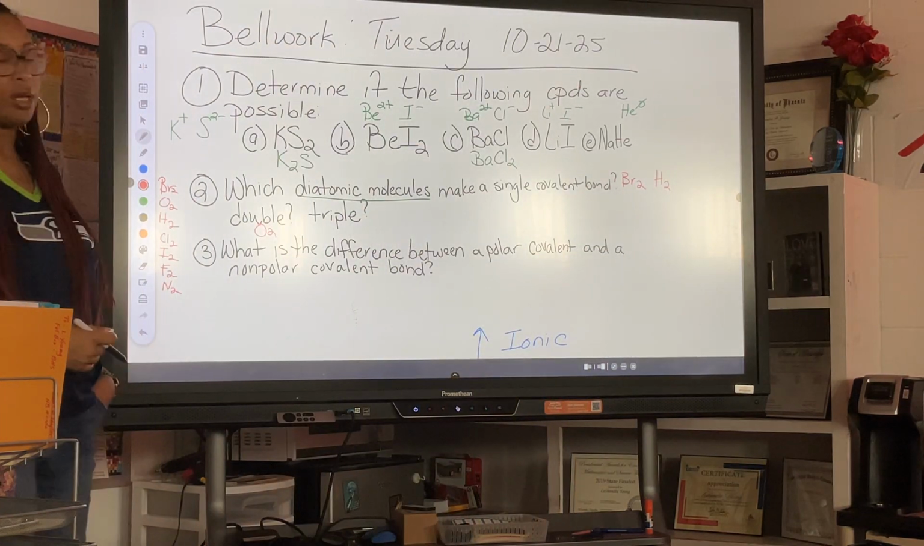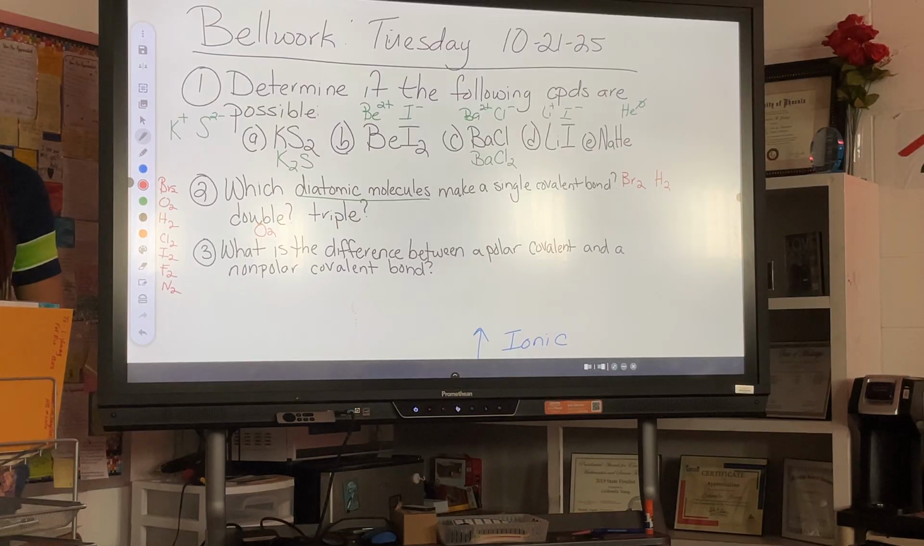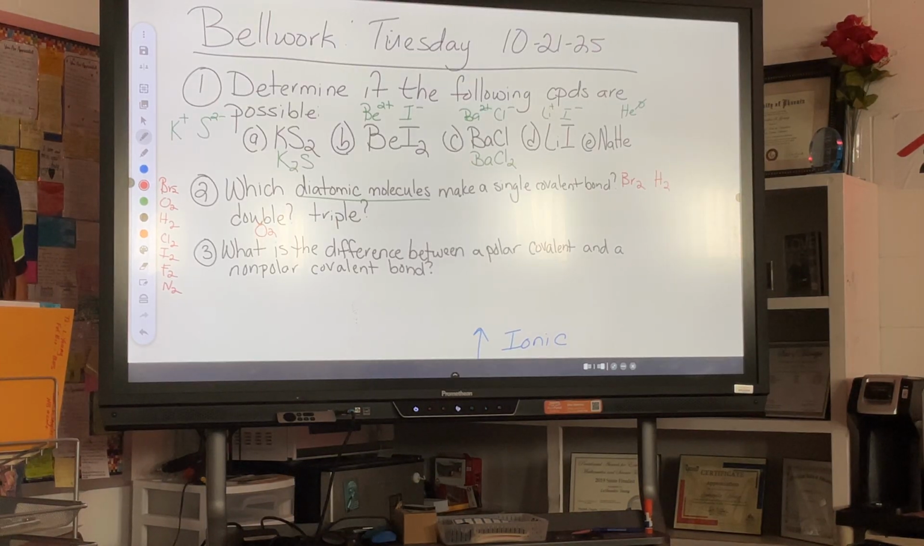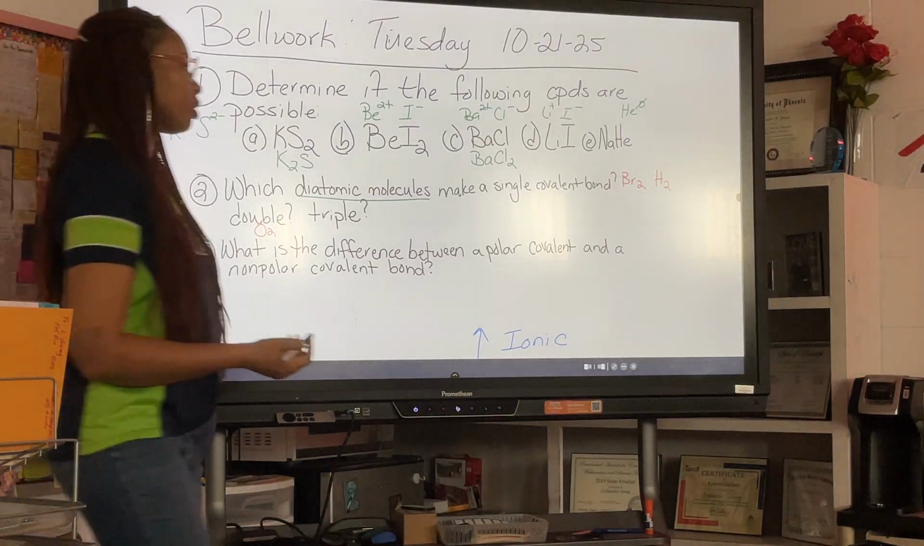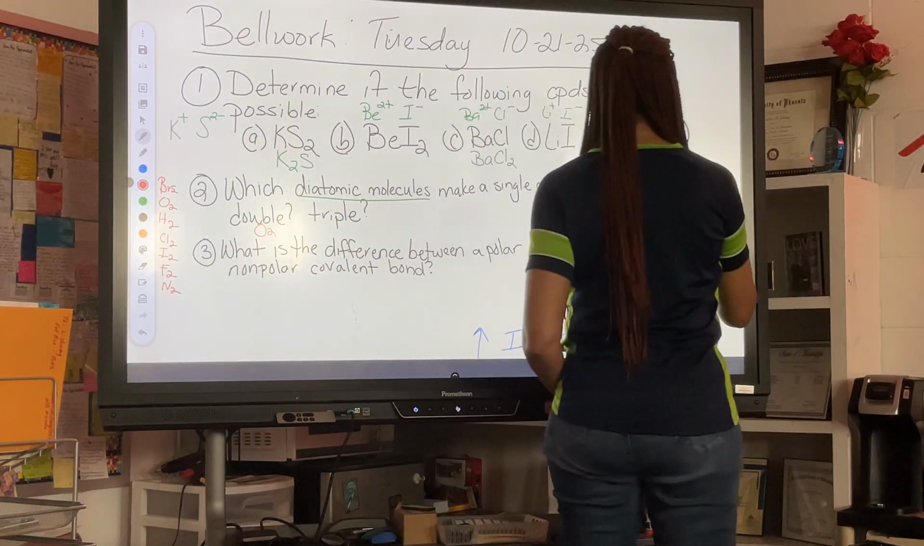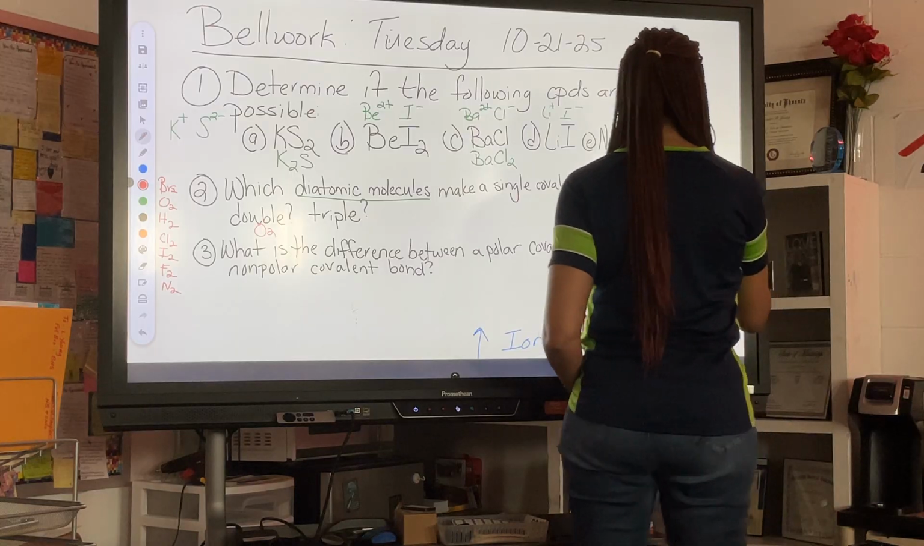Let's look at chlorine. How many bonds can chlorine make? 1. So where does chlorine go? Single. What about iodine? Where will it go? Same thing. Single. What about fluorine? Where will it go? Same thing. Single.